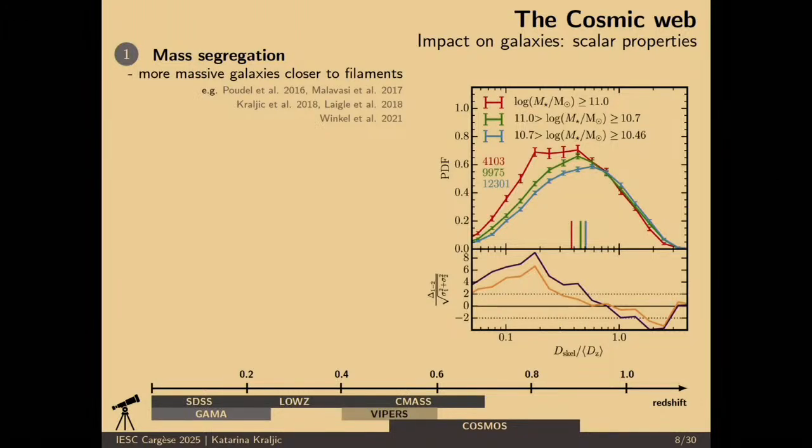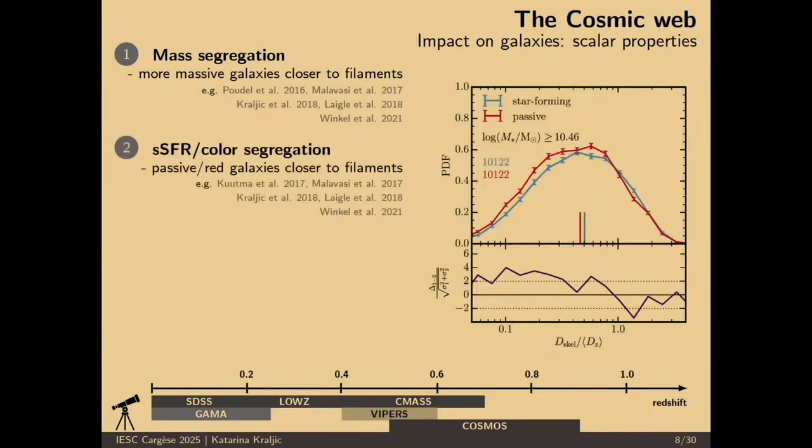The first one is what we call the mass segregation. That is, more massive galaxies tend to be located closer to the filaments of the cosmic web compared to their lower mass counterparts. And this has been consistently measured in all these surveys up to a redshift of about 0.9. Similarly, there is a so-called SSFR, or color segregation, which says that passive or red galaxies, those that are quenched at a very low specific star formation rate, are closer to the filaments, but at fixed mass.